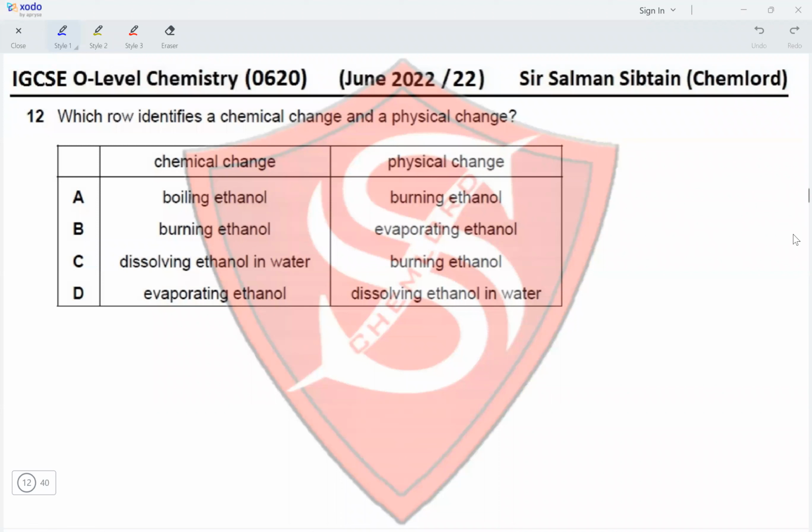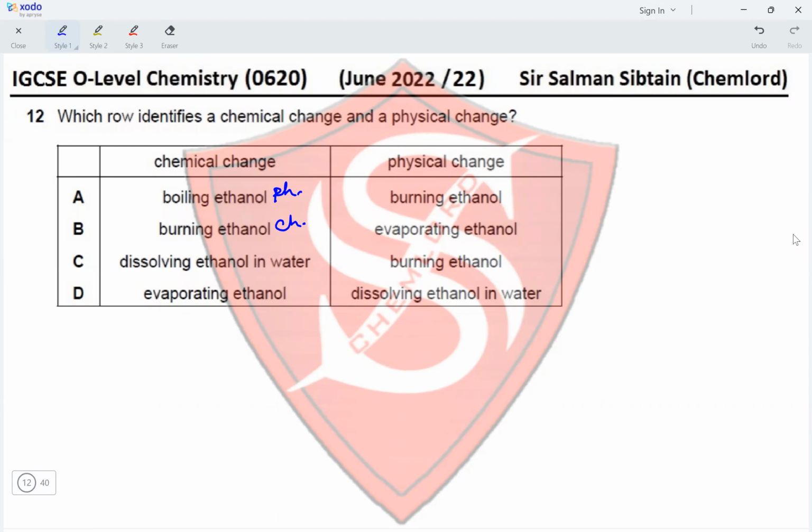Question 12. Which row identifies a chemical change and a physical change? Okay, chemical change. Boiling ethanol. Boiling ethanol will change its state, which is a physical change and not a chemical change. Burning ethanol. Burning ethanol is combustion. So this is a chemical change.